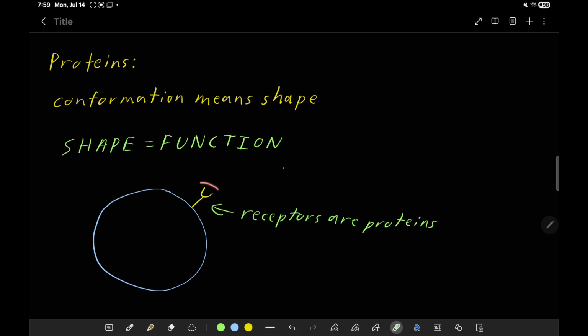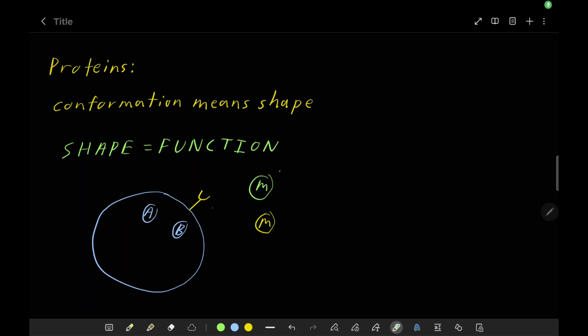Now this applies to receptors too, because receptors are types of proteins. So the shape or conformation of a receptor can do specific functions inside the cell. And if the conformation of the receptor were to change, then what that receptor can do, what things it can interact with, and the responses that happen inside the cell, all of that can change because, like we said, shape equals function, and a change in shape equals a change in function.